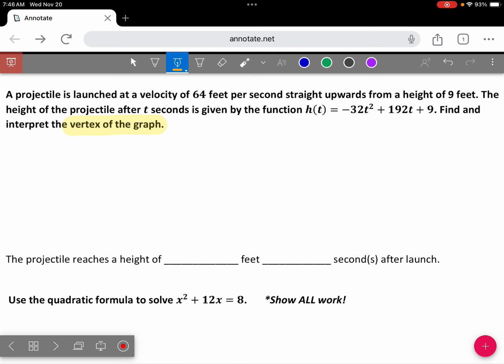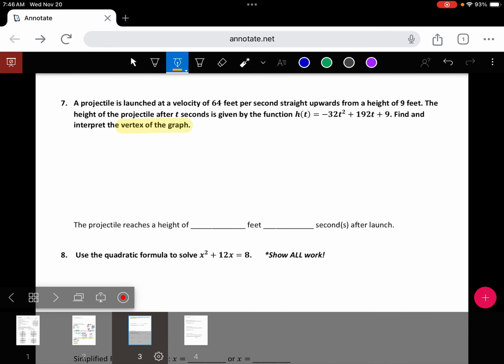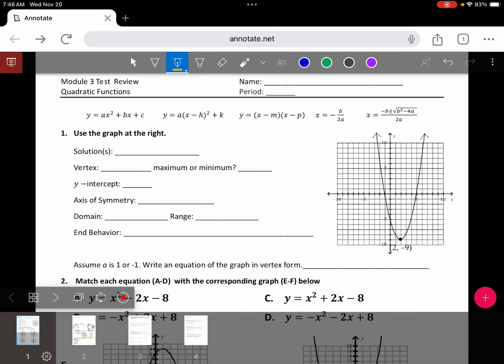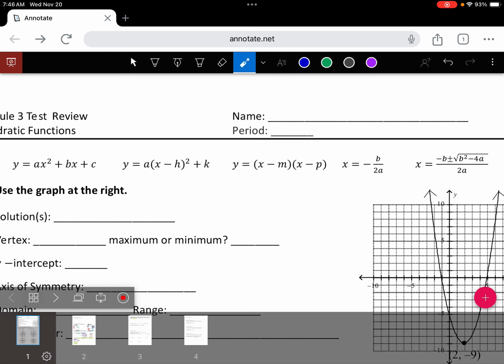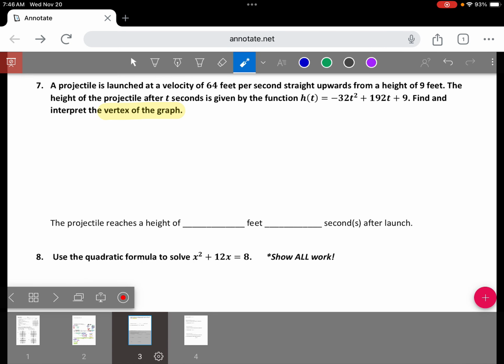Look at your list of formulas and see if one of those might help us figure out where we can find our vertex. So look at our list of formulas over here. So this is our vertex form. Unfortunately, this guy's not in vertex form. If it was, easy peasy, lemon squeezy, we'd be ready to rock and roll.